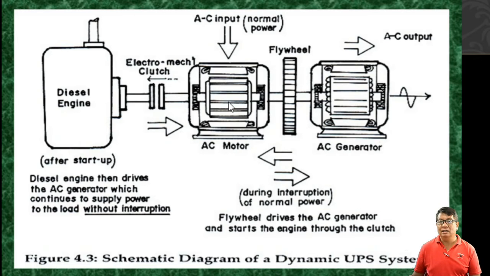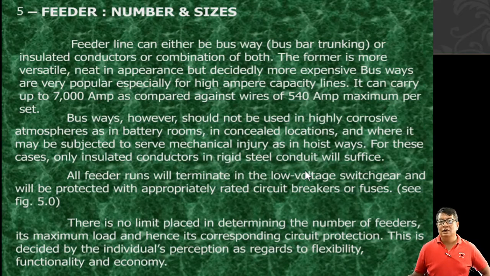Mayroon tayong tinatawag na flywheel dito para more or less while on normal operation, ang AC input niya dito at saka mag-brown out, tuloy-tuloy pa kasi mayroon tayong flywheel dito, no? So dahil dito sa flywheel, tuloy-tuloy yung takbo niya, so it will still generate power towards this generator. So ito pong diesel engine natin, pang start up lang to. Okay, so ito po yung schematic diagram of dynamic UPS system.